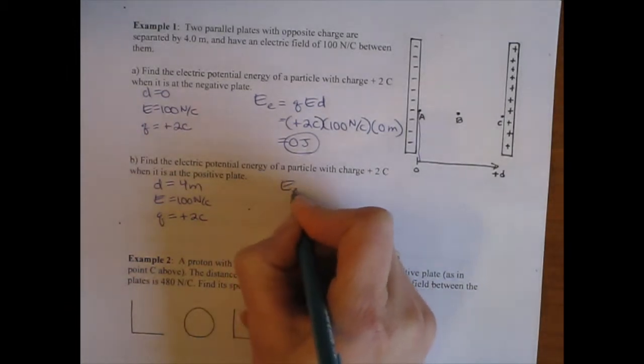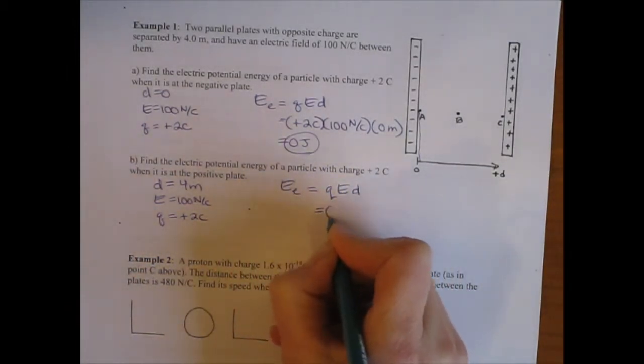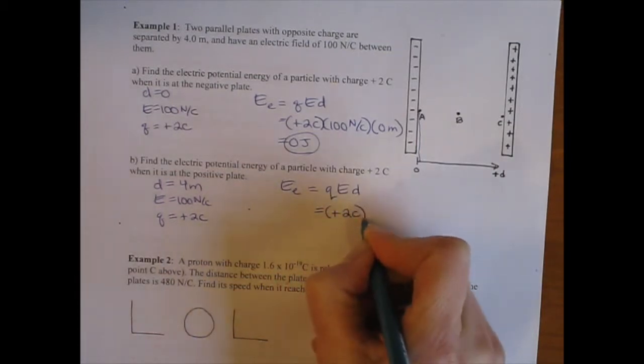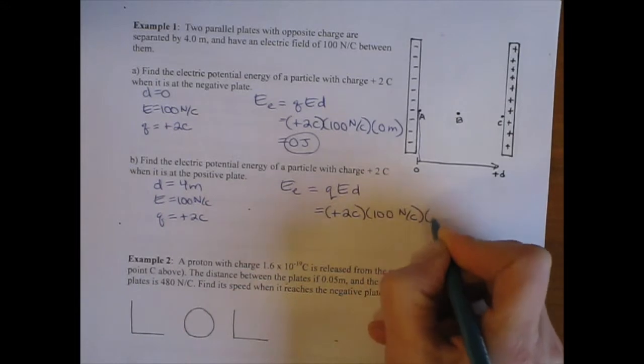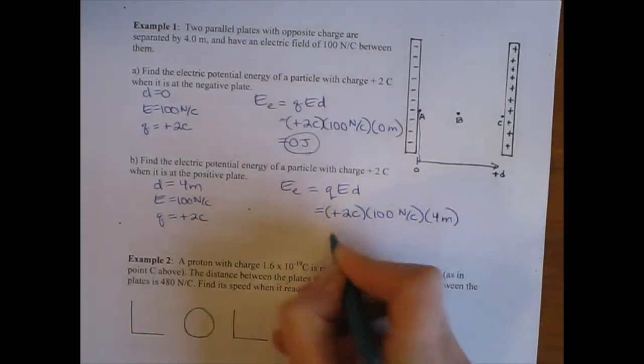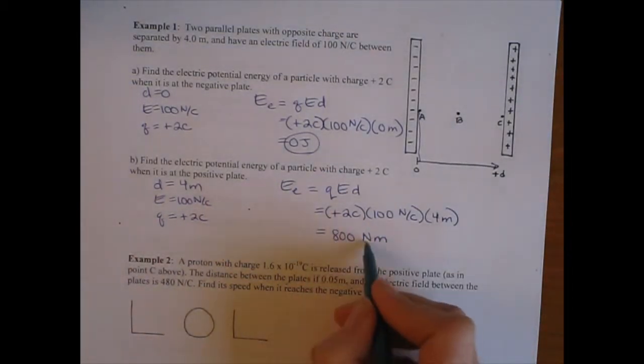And we can calculate the electric potential energy. Q times E times D, positive 2 coulombs times 100 newtons per coulomb for the electric field times a position of 4 meters, and that gives us 800 Newton meters. Now we're talking about energy here. Do you remember what a Newton meter is equivalent to? There's another name for that unit.